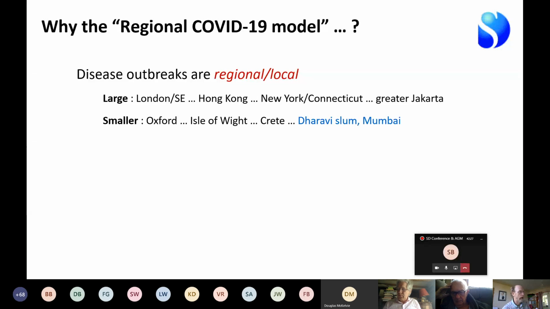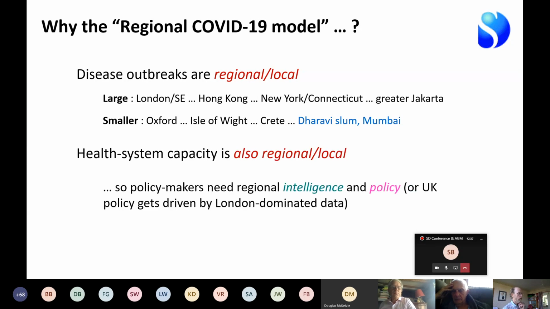And the particular case we're going to look at concerns what may be the largest slum in the world. It's a region in Mumbai called Dharavi. The second point is that health system capacity is also organised on a regional and local basis. People have hospitals that serve their city or hospital clusters that serve their urban area and local catchment areas. And what that means is that policymakers need regional intelligence and policy. Otherwise, you end up with what we've had in the UK, which is policy being driven by data and evidence of what's going on in London.